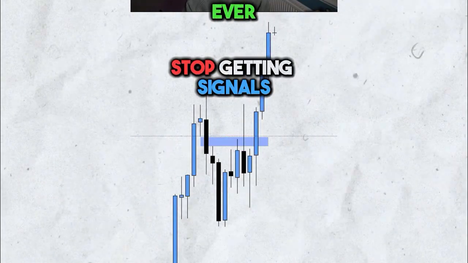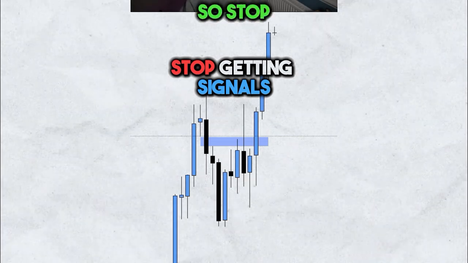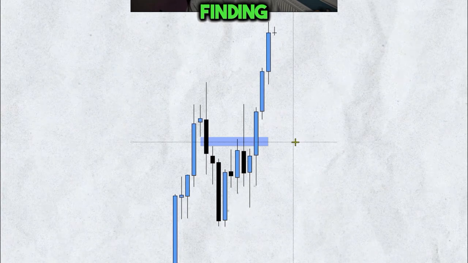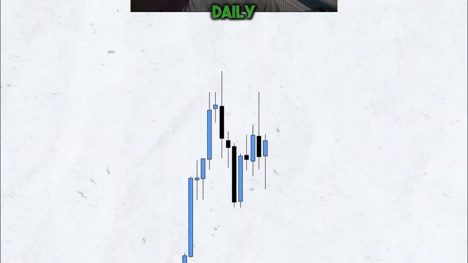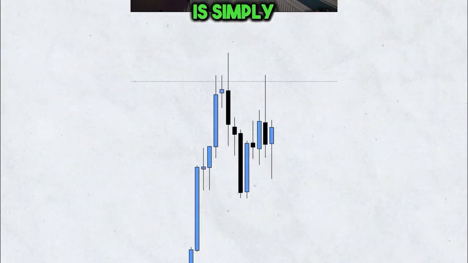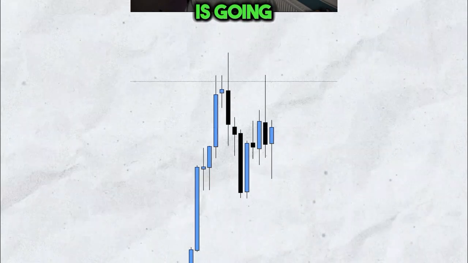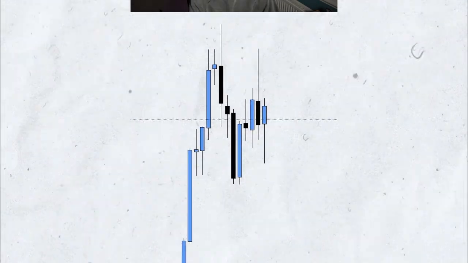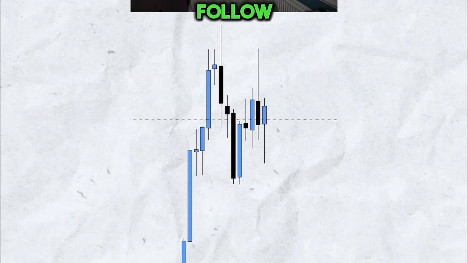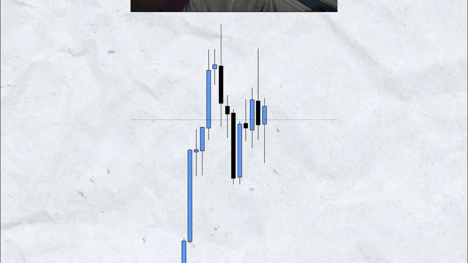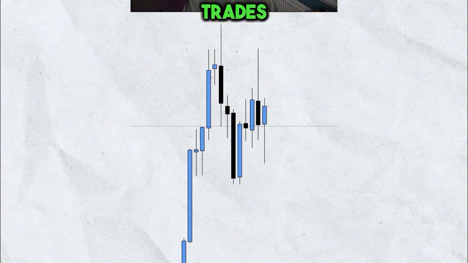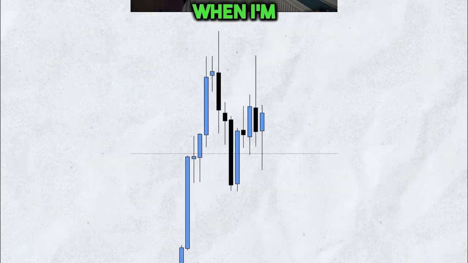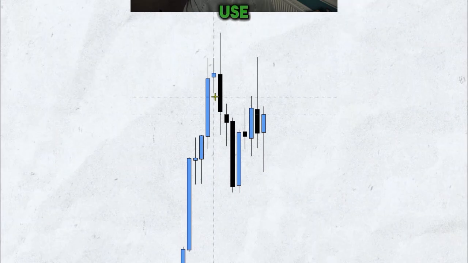No trader has ever got rich from signals, so stop looking for them and learn how to trade, and start that off by finding your daily bias. Now all a daily bias simply means is where you think price action is going to go on that day and why. The reason daily biases are so important is because if you can follow your daily bias when you are day trading, you're most likely only going to take trades in that direction, and your win rate will simply improve a lot. When I'm looking for my daily bias, I only use fair value gaps.